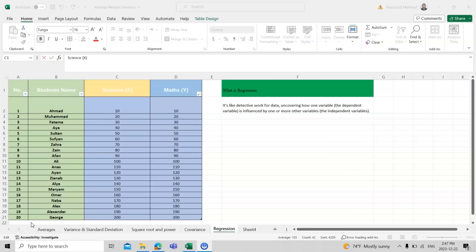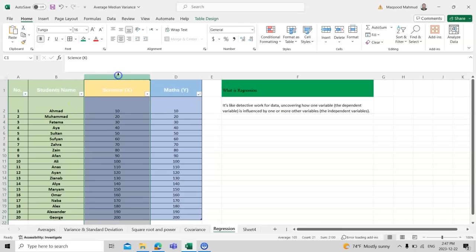Sometimes regressions are linear and in a positive direction, and some are in the negative direction. The positive direction means the marks would be increasing in the future, and negative means the marks would be decreasing in the future. So let's see how we can find the regression line and the equation for it.